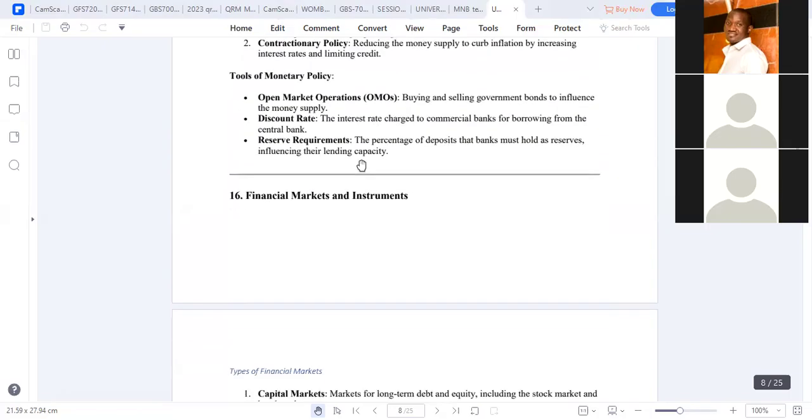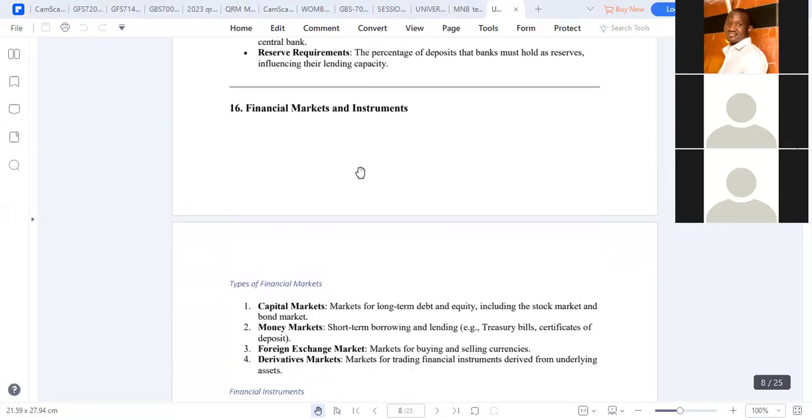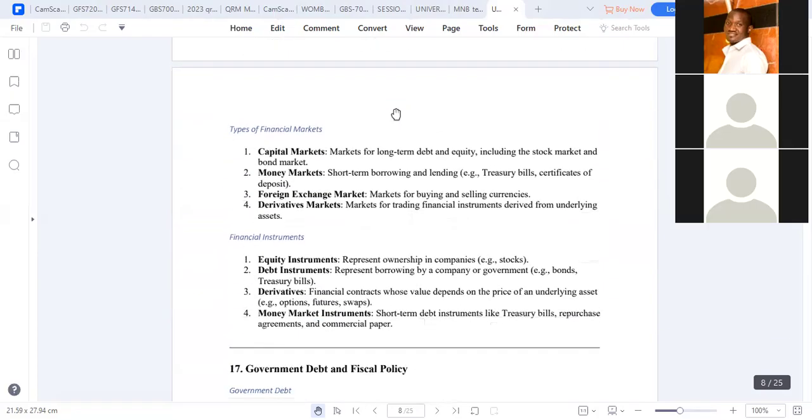So we go to chapter 16, financial markets and instruments. So the capital markets are for long term and money markets are for short term. Then foreign exchange market, this is for buying and selling currencies. And derivative markets, it's used for trading instruments derived from the underlying what assets.